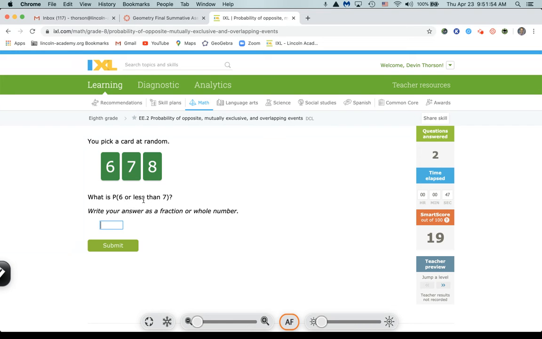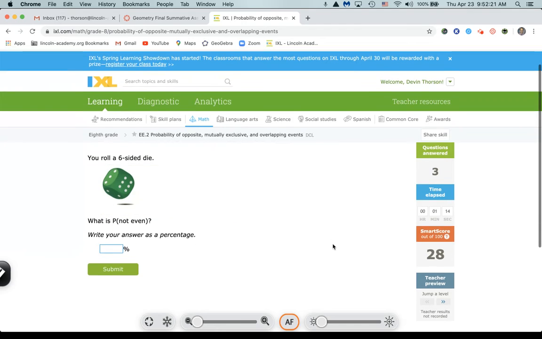Now here's what's the probability of a 6 or less than a 7. Now be careful. Less than a 7. This is our overlapping probability. There's 1 chance we roll a number that's a 6, and that 6 is also less than 7, so don't double count it. There are no other numbers less than 7, so 6 is the only possible outcome that works. It's 1 out of 3. Don't accidentally do 2 out of 3 by double counting the 6 by saying, well, 6 is less than 7 as well. You don't double count it.